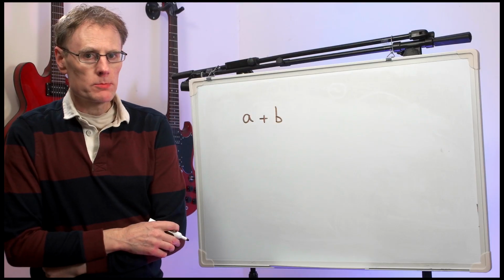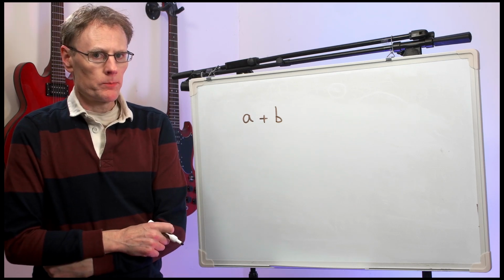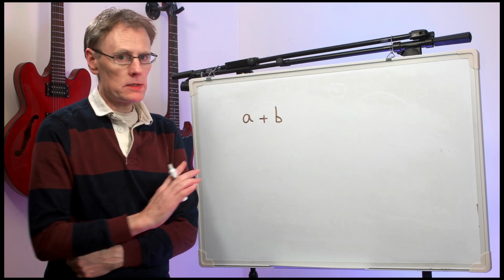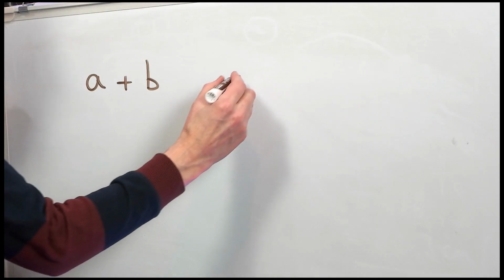Now, what is a plus b? Well, you can't add different things together, so you can't simplify that. They're different. That's just a plus b. But what is a times b?